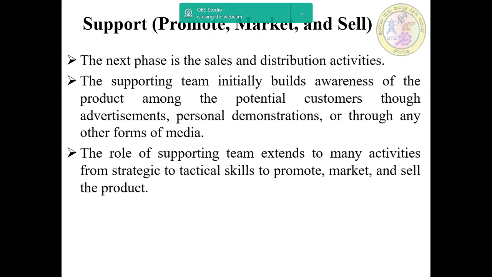And then the next phase in the PLM model is the support. Here the next phase is the sales and distribution activities. Here the supporting team initially builds awareness of the product among the potential customers through advertisements, personal demonstrations, and through any other forms of media. The role of the supporting team extends to many activities from strategic to tactical skills to promote, market, and sell the product.